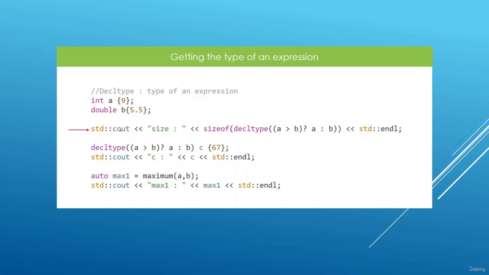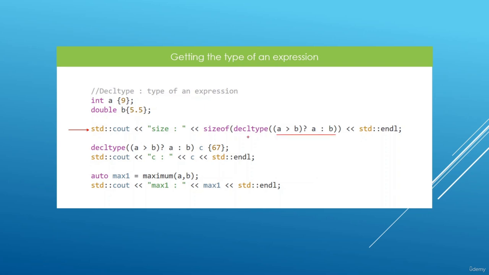For example, here we have a std::cout statement that is going to print the size of something. The syntax we use is sizeof, with a pair of parentheses, and inside these parentheses we put a decltype expression. We say decltype, put a pair of parentheses, and inside those parentheses we put the expression whose type is going to be deduced by decltype.